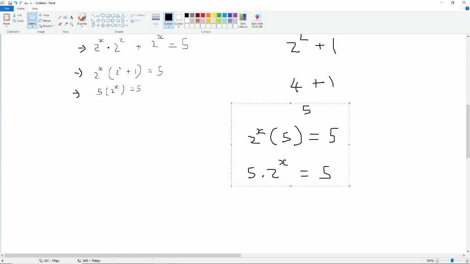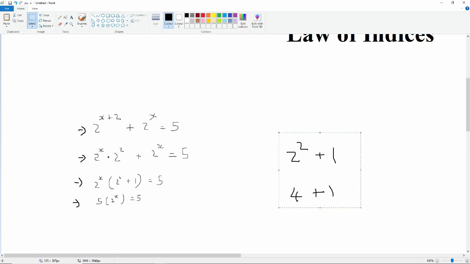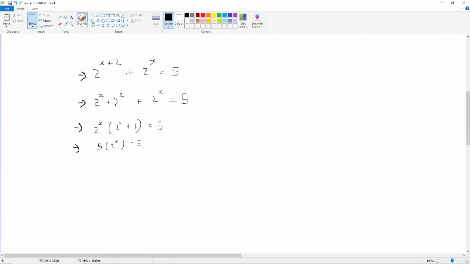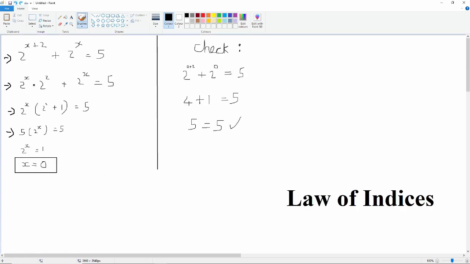Okay, so what I've done now is I've basically divided both sides by 5. So if I divide that side by 5, I divide that side by 5. Well, 5 divided by 5 is 1, and 5 times 2 to the power x divided by 5, the 5's cancel, and you're just left with 2 to the power x equals 1. And that's our next line.